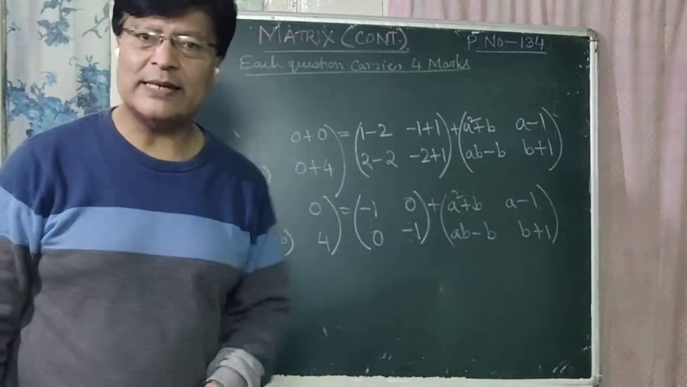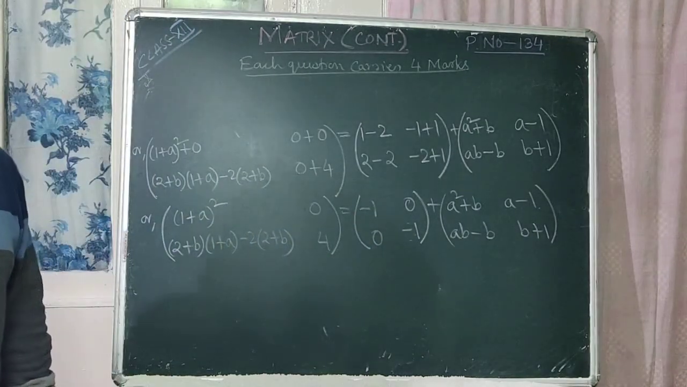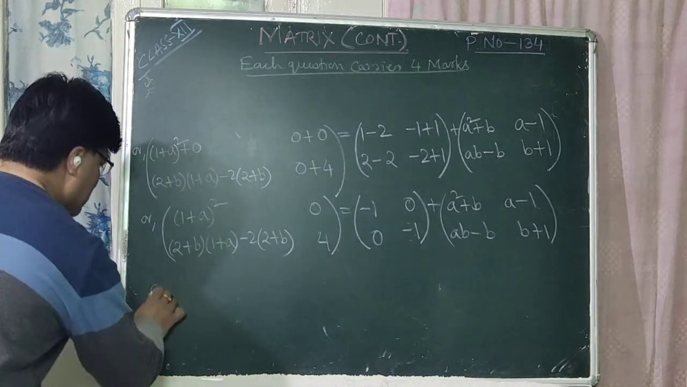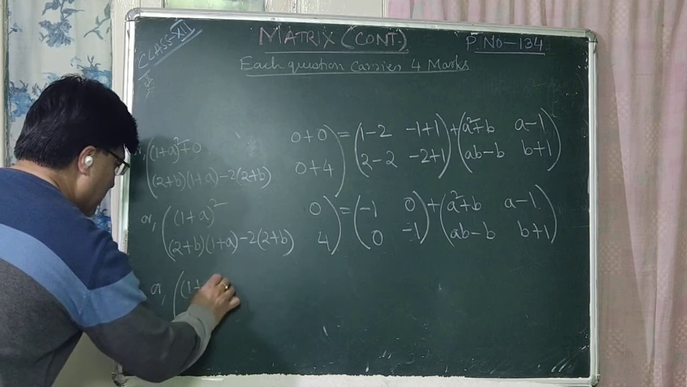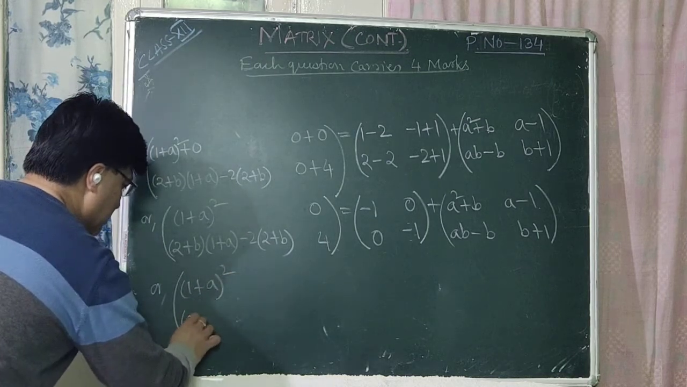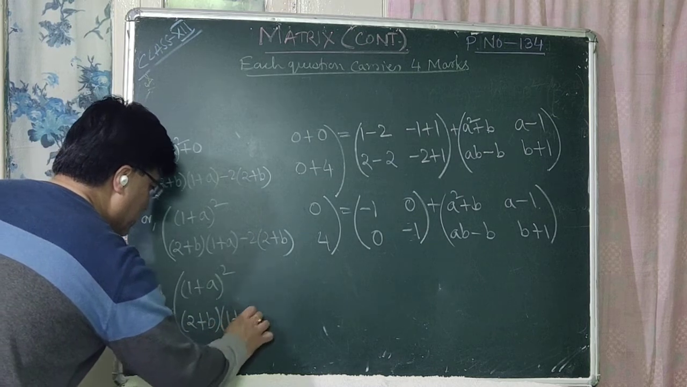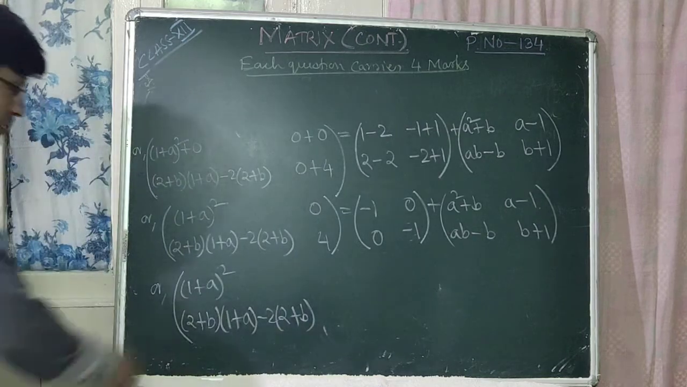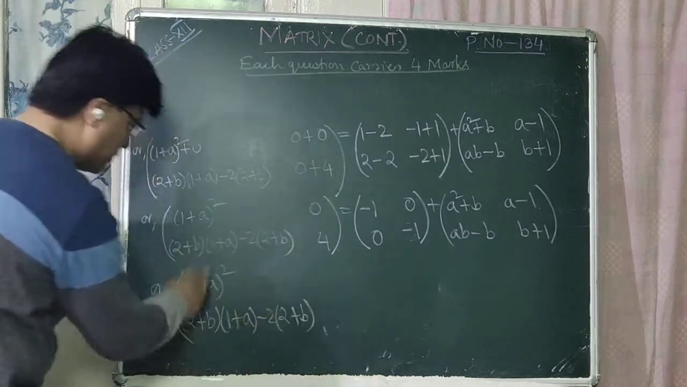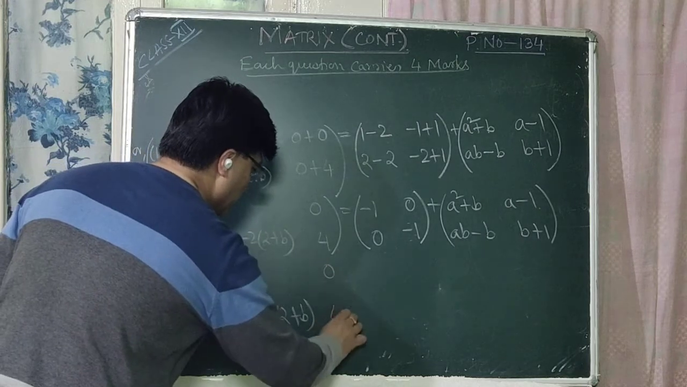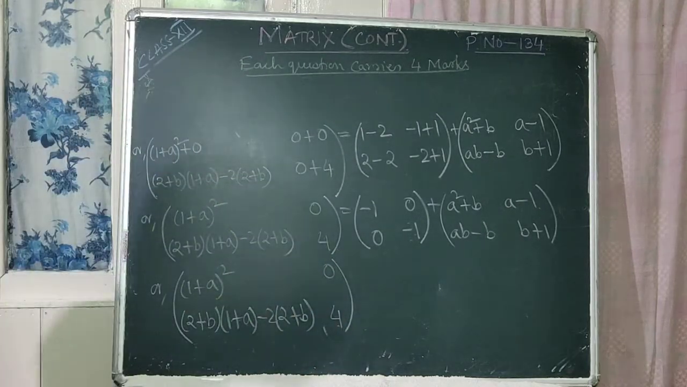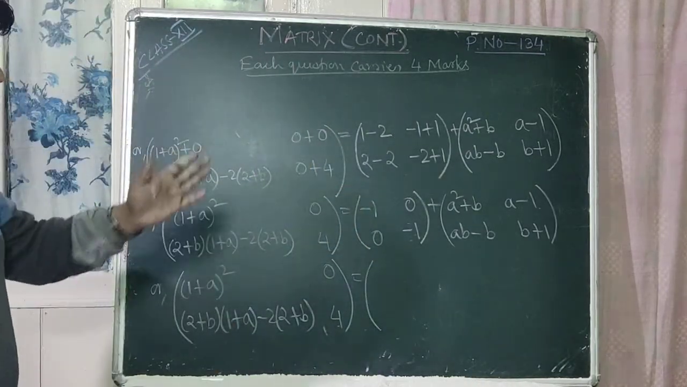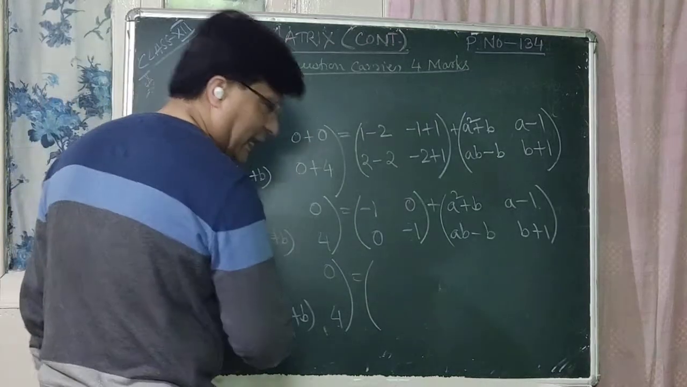So this right hand side can be simplified further. Okay? So left hand side remains same, 1 plus A whole square. This is 2 plus B into 1 plus A minus 2 into 2 plus B. This is the first column, and this is the second element of the first column. Next, 0, 4. These are the elements of the second column. So is equal to, you can add those two matrices because they are of same order. So corresponding elements should be added.